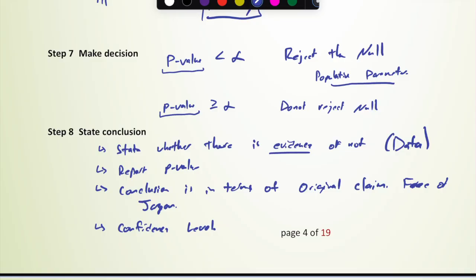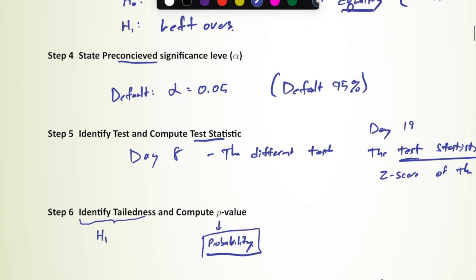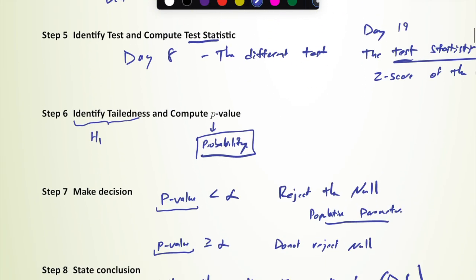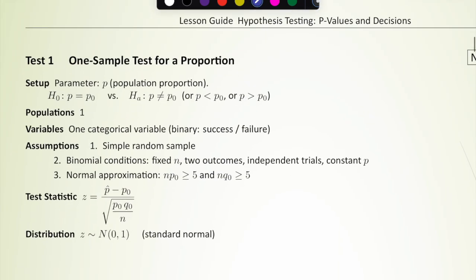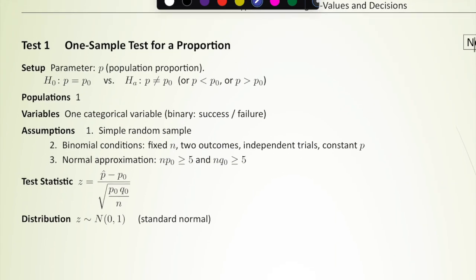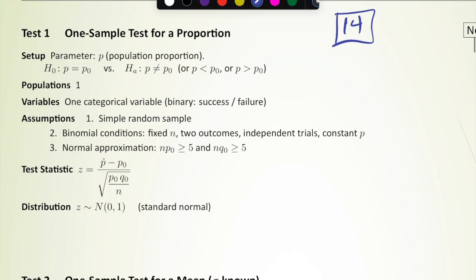Okay, now let's focus in for just a moment on step 5. You got to identify the test and compute the test statistics. So we're going to see a lot of tests. We're going to see 14 tests by the time we're done. Today we're just learning 3 of them, and these are the 3 tests. You've got a single population, population 1, and there's a proportion. It's not talking about a mean, it's talking about a proportion. Well, if that's the case, then that's test 1.